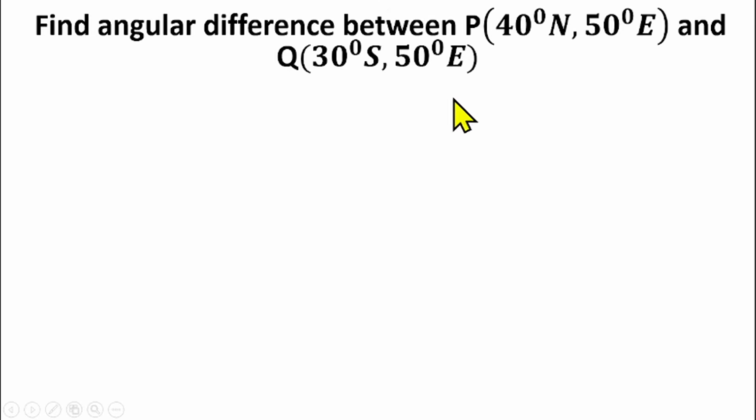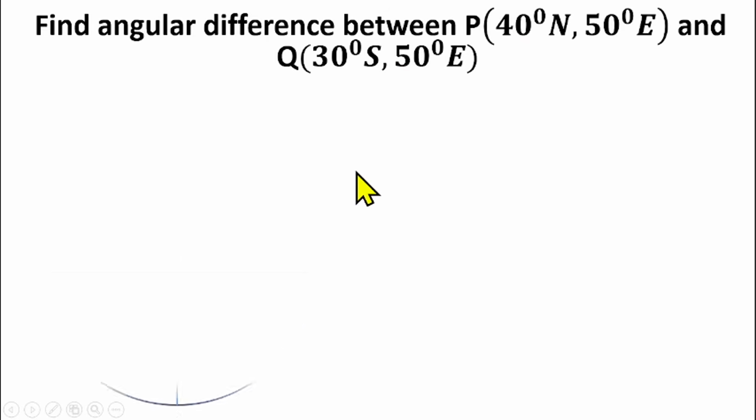Okay, I believe you have your answer now. They are both on the same longitude, which is 50 degrees east. That's what they have in common, so that is not what you are going to use to find the angular difference. Their difference is the latitude. This one is 40 degrees north, this one is 30 degrees south, in different hemispheres. So the angular difference will be 40 degrees plus 30 degrees, which gives us 70 degrees.